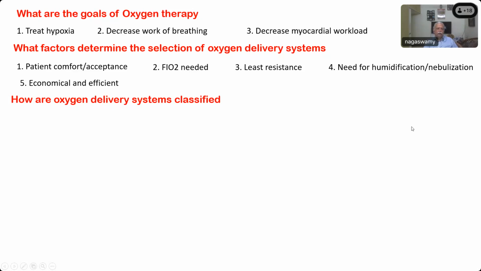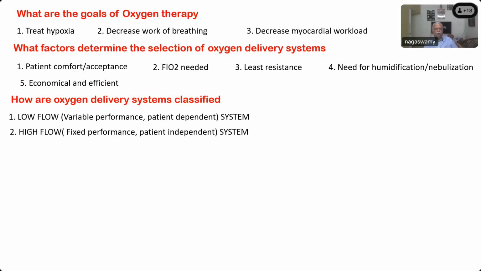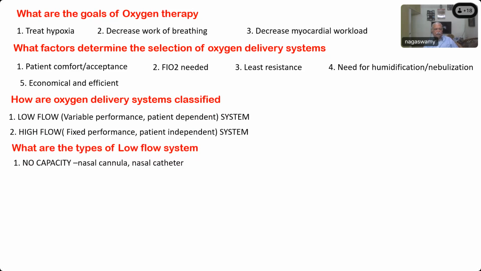Then how are oxygen delivery systems classified? Low flow systems and high flow systems. Very good. Low flow, or variable performance, patient dependent system, or high flow and fixed performance device, patient independent system. Okay, very good. What are the types of low flow system you know? The commonly used systems are nasal cannulas. Nasal cannula, excellent. Oxygen face mask.